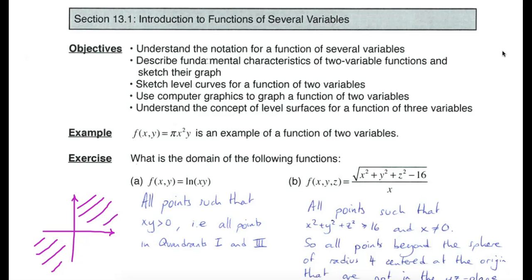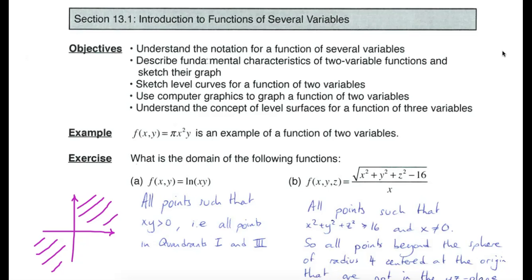Objectives: understand the notation for a function of several variables, describe fundamental characteristics of two variable functions and sketch their graph, sketch level curves for a function of two variables, use computer graphics to graph a function of two variables, and understand the concept of level surfaces for a function of three variables.